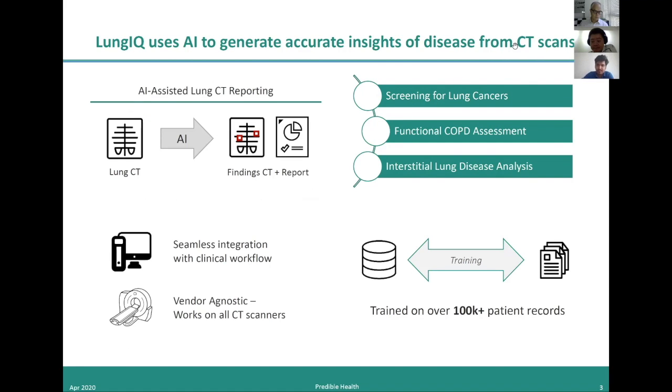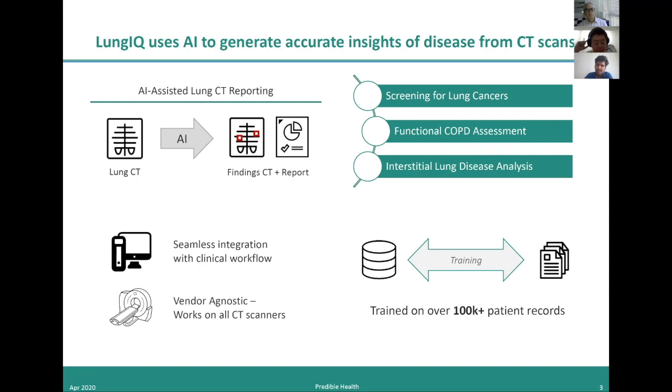What we've built is basically an artificial intelligence based solution that takes in a lung CT and uses deep learning to detect a variety of different conditions. We primarily target 3 broad conditions: early detection of lung cancers, assessment of chronic obstructive pulmonary disorder, and third, which is what we see as the most notorious, most subjective condition of them all, interstitial lung diseases, which are basically fibrotic diseases of the lung.